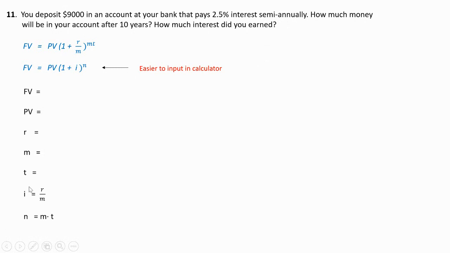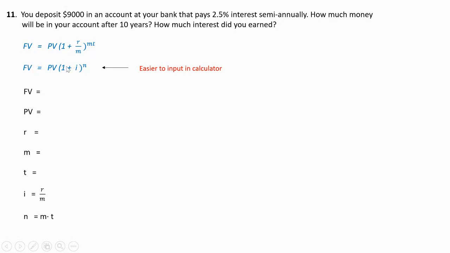Okay, let me show you what I mean here. So the FV stands for future value, the PV stands for present value, the R stands for the interest rate, the M stands for how many times it is compounded per year, the T stands for time, and the I value is R divided by M, and the N will be M times T. You see, these two formulas are the same, but the only difference is that R over M is equal to I and MT is equal to N.